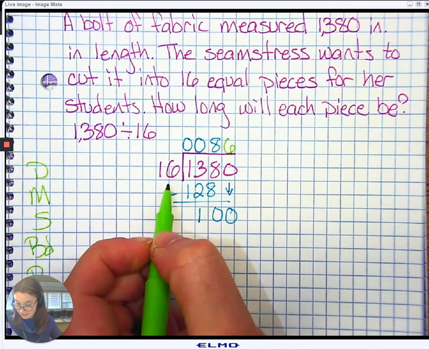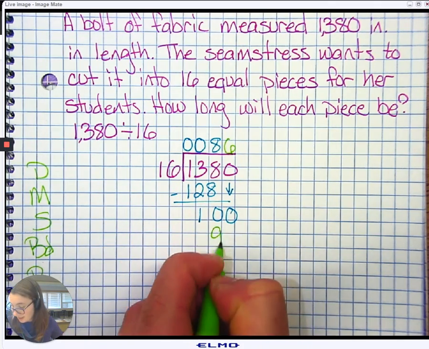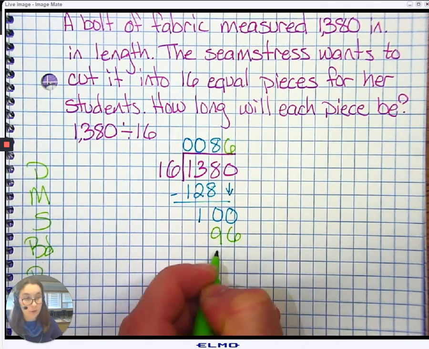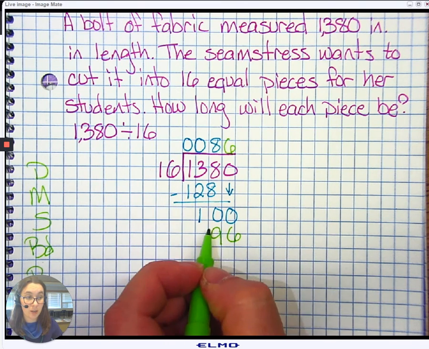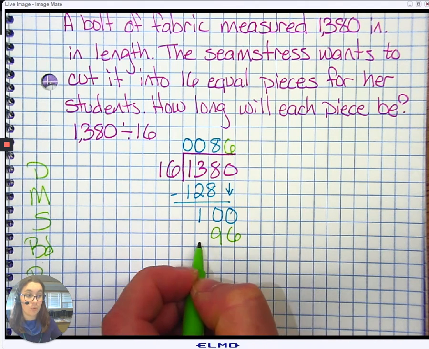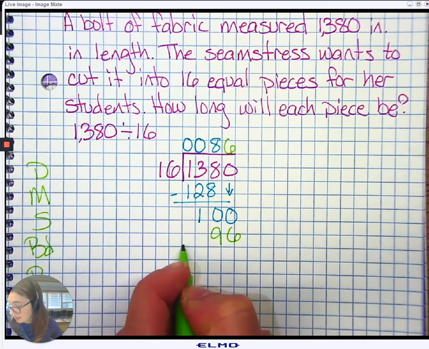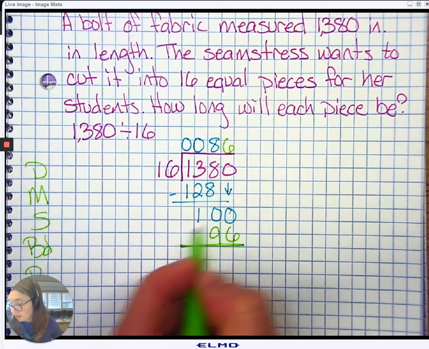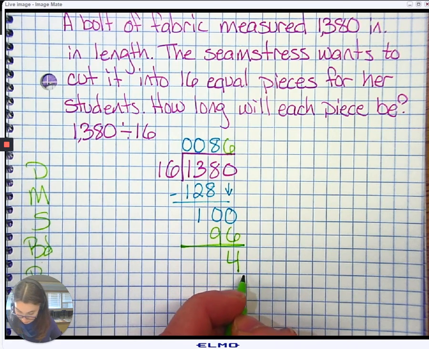6 times 16 is, as I said a minute ago, 96. And I'm doing that over here underneath the zeros, not underneath 100, because I'm doing 16 into 100. So this is going to go under the 100. The place value is not under the... It won't be 960. I'll tell you that. And now we subtract. 100 minus 96 is 4. And that is my remainder.